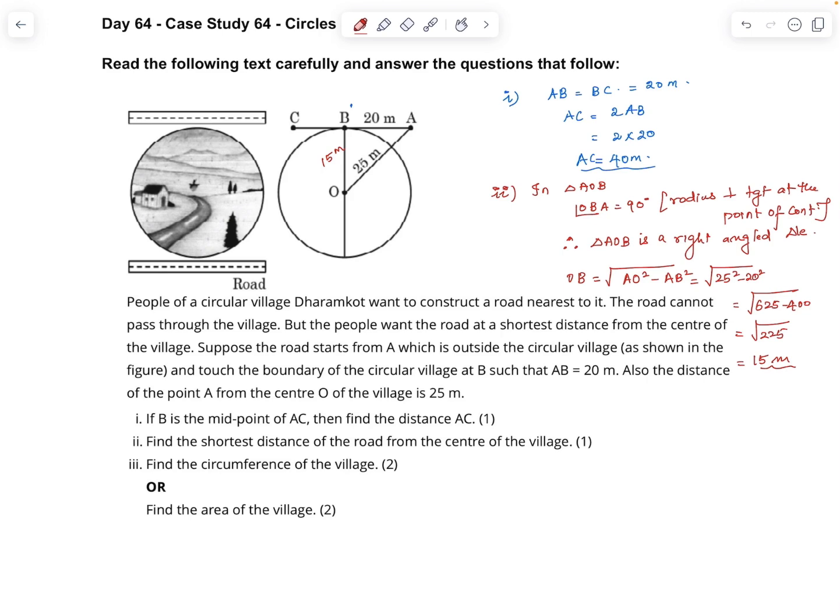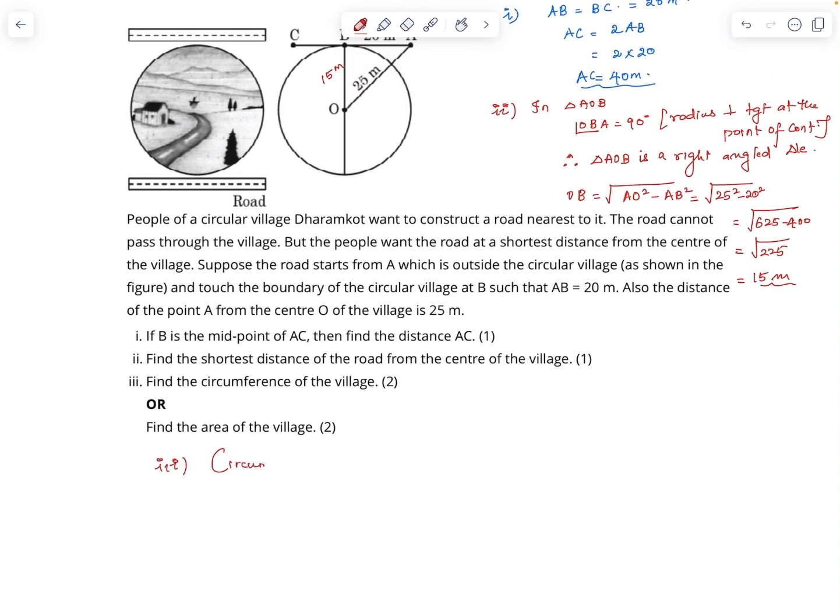Question 3. Find the circumference of the village. Circumference is 2 pi r, which is 2 times 3.14 times radius 15, which is equal to 94.20 meters. The next part of the third question, find the area of the village. Area is pi r square, which is 3.14 times 15 square, which is equal to 706.5 meters square.